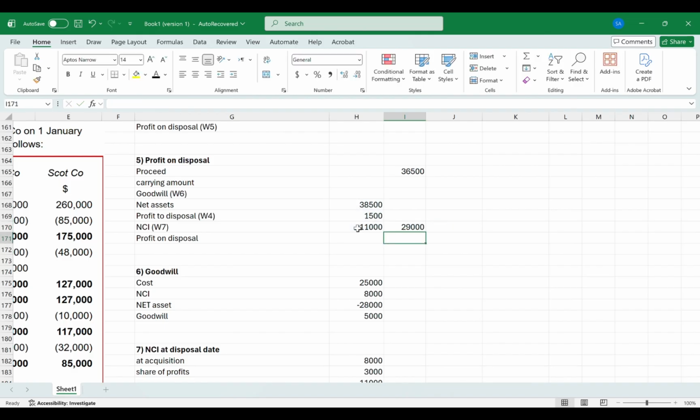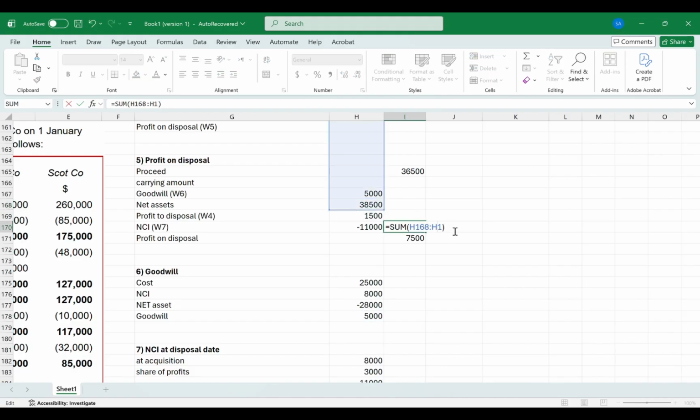And then the sum function of this 3 and this minus this is the profit on disposal, which is 7,500. But this is incorrect because one thing is missing here. What is it? Goodwill. I forgot to take my goodwill, which I'll get in my working number 6, which is 5,000 here. So equal to 5,000. Once I take this, it is simply this. That's it.